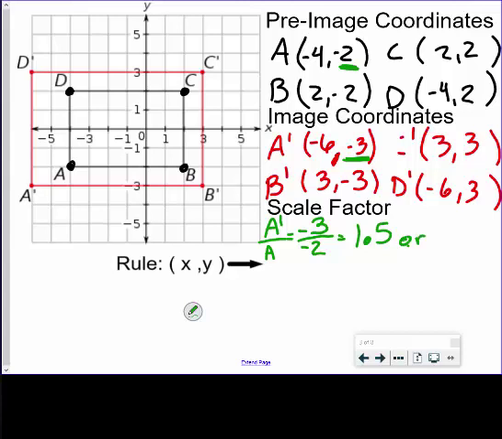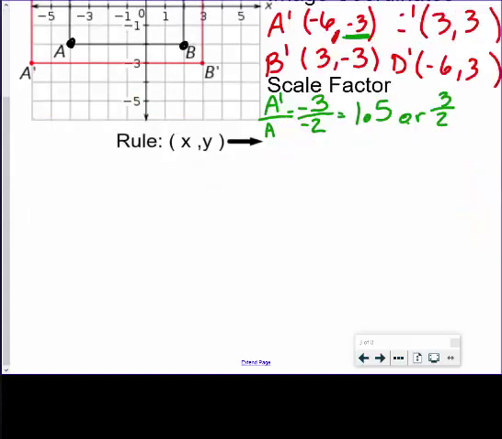But if you want to use the fraction, what's the fraction? 3/2. Does it matter? No, as long as that decimal terminates. So go ahead and write your rule. What's one way I can write the rule?